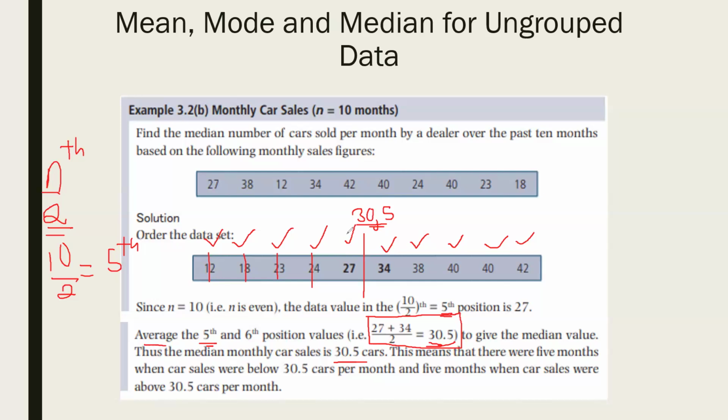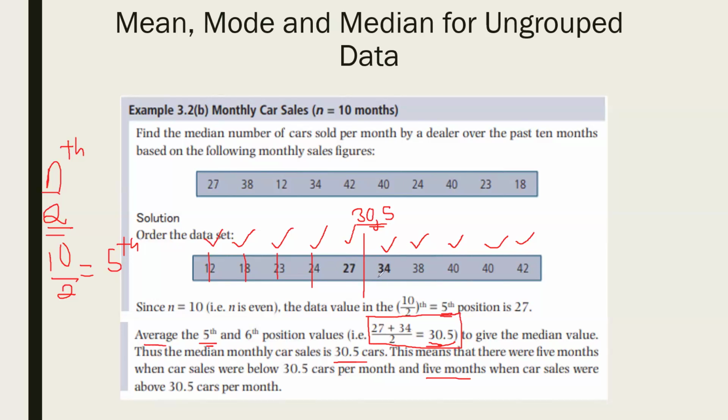12 is less than 30.5. 18 is less than 30.5. 23 is less than 30.5. 24 is less than 30.5. And 27 is less than 30.5. So which is correct? And now we have 5 months when car sales were above 30.5 cars per month.